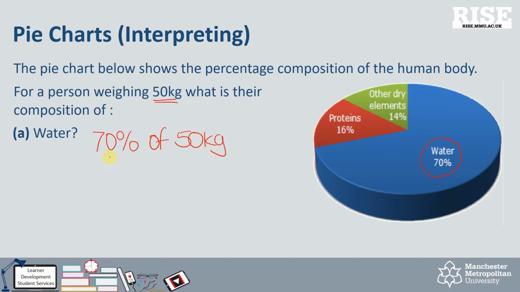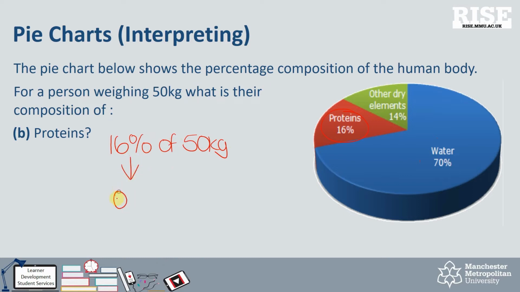We should be able to remember how to do this. So I'm going to change the percentage to a decimal. That would be 0.7 and then times it by the 50, which would give me that the water weight is 35. What about proteins then? This time proteins is 16%. So I need to find 16% of that 50 kilogram weight. Again, changing 16% to a decimal is 0.16, and then I can times that by the 50. That would give me the protein weight as 8 kilograms.